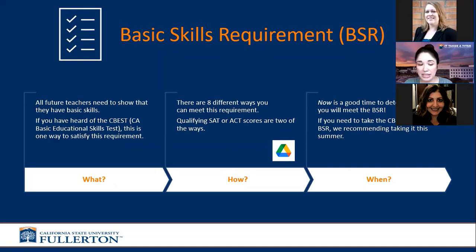It's something you can start thinking about already, but to satisfy the basic skills requirement, there's several different ways to do that. Some of those ways are the SAT or ACT, but there's more. There's actually 8 different ways. And in the Google Drive, we have a handout that has a little chart about what the basic skills requirement is, and then the 8 different ways you can satisfy them.